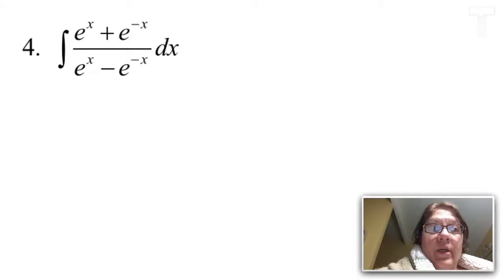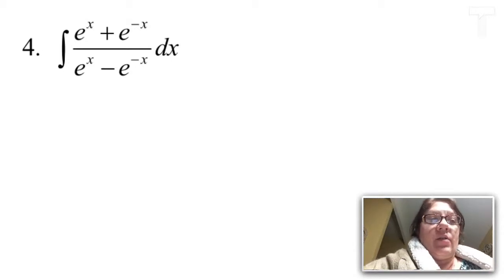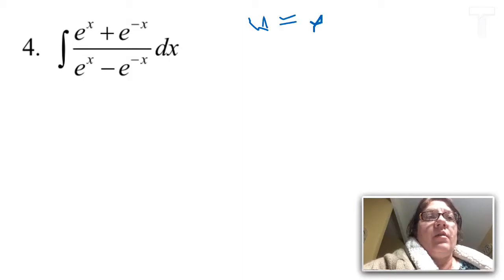Oh boy, I don't like this one. So, of course I don't like when the denominator has addition and subtraction. So, I'm going to let u be that denominator and see what that gets me.